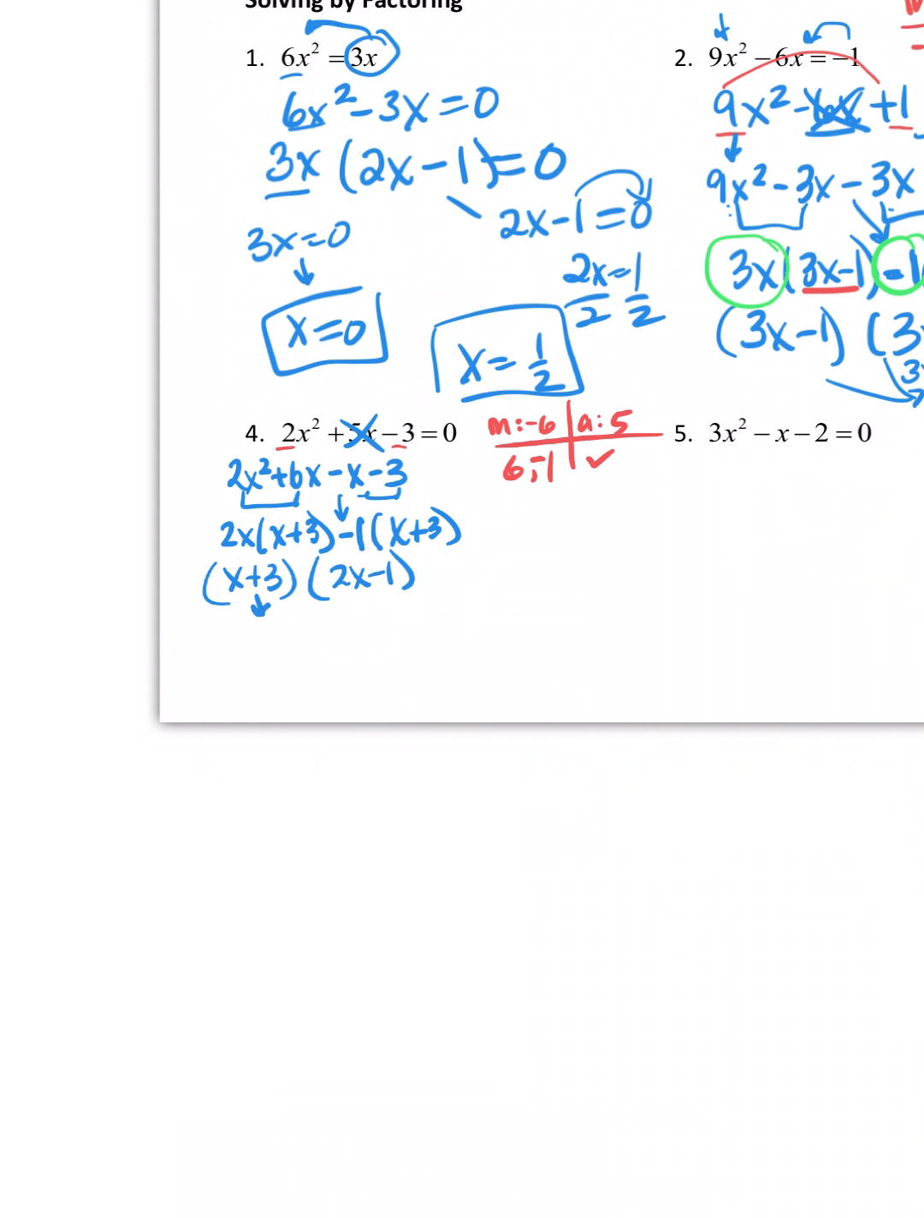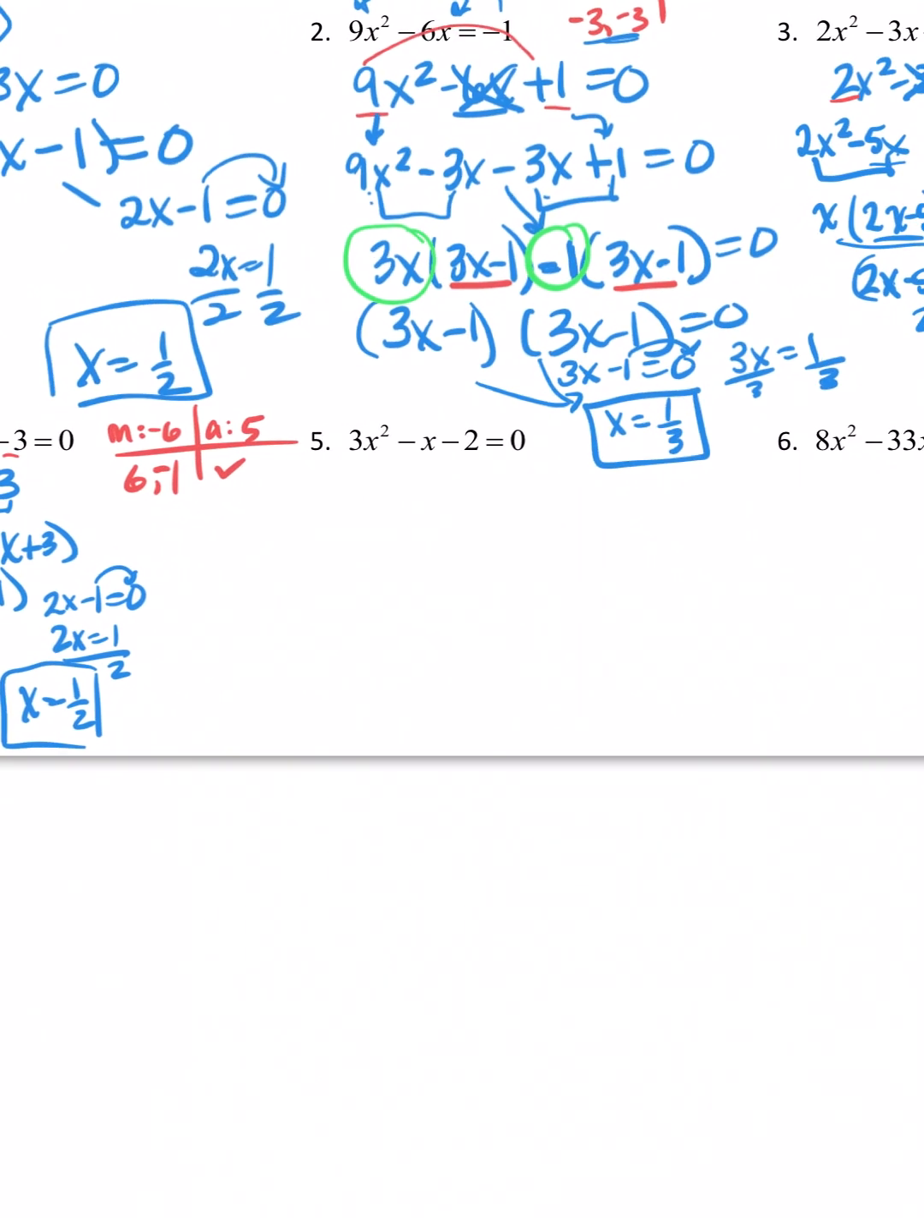And if I keep on solving, x plus 3 equals 0. That means x equals negative 3. So if I put 2x minus 1 equals 0, move the 1 over, and divide by 2, so that means x will be 1/2. Okay, hopefully you're getting this. You remember how to factor.